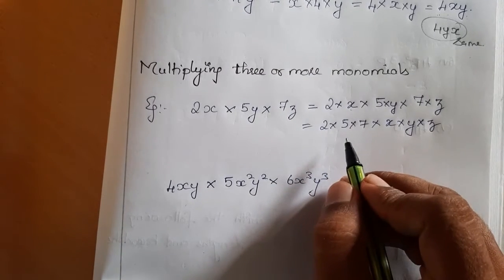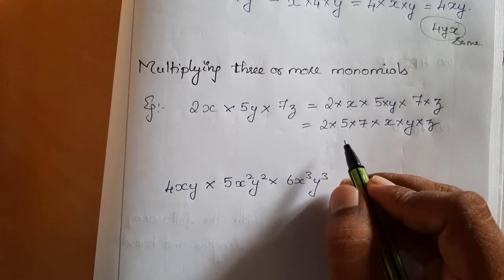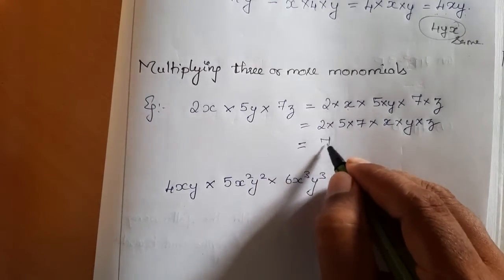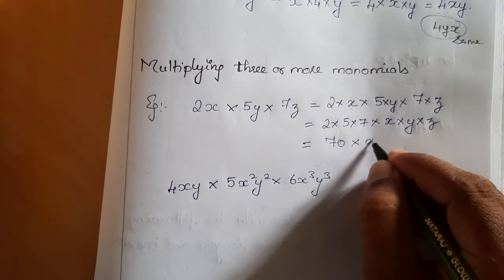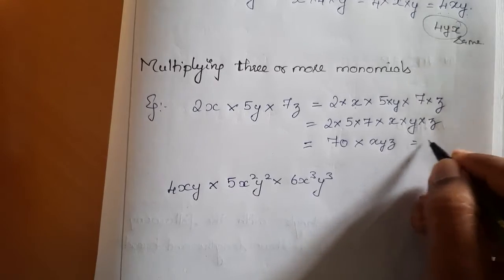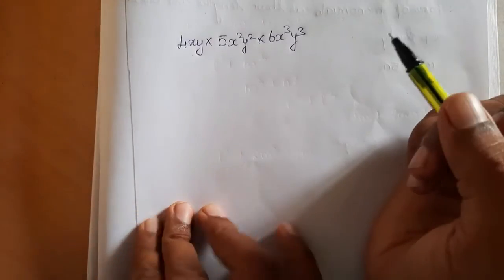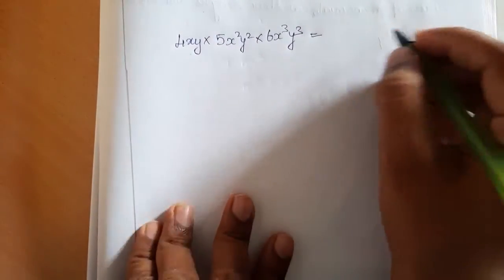So first we have to multiply this, 2 into 5 into 7. 2 into 5 is 10, 10 into 7 is 70, and then x into y into z is xyz. So our final answer is 70xyz. Here we go for the next problem. Same multiplying, first collect the numerics in the beginning.